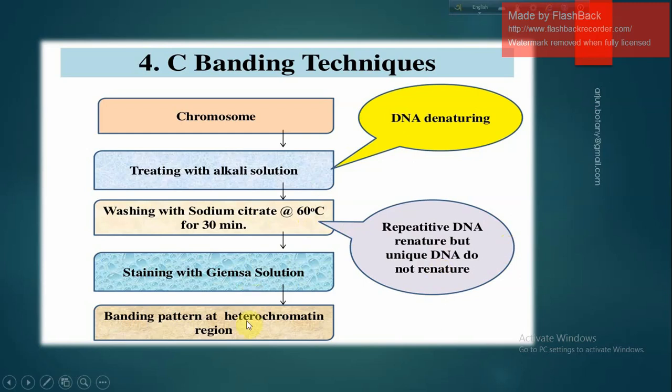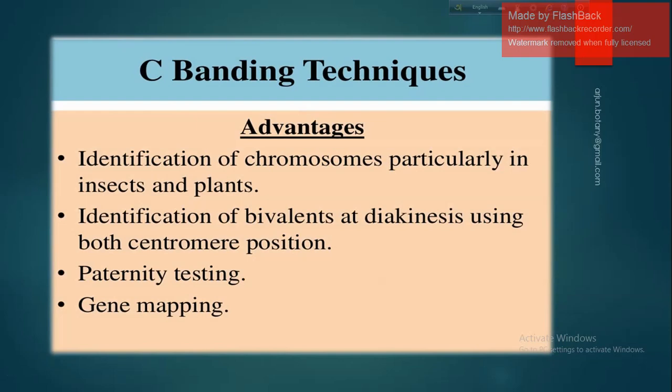Okay. Next, after treatment with Giemsa, the banding pattern and heterochromatic region are developed. That's why we know that the NOR is a heterochromatic region. So C banding is important in the identification of the heterochromatic region as well as the nucleolar organizer region. Next, what are the advantages of C banding? Identification of chromosomes, particularly in insects and plants.